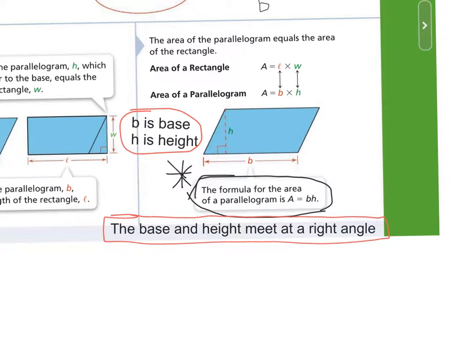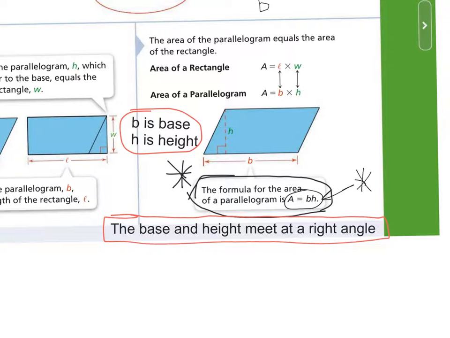And again, in this formula, B is for the base, H is for the height. And here's our formula. Area is base times height. And this formula will be given to you. You'll have a reference sheet that you can use when you're taking your tests, and that'll be the same reference sheet you'll be able to use when you take I-STEP in the spring.